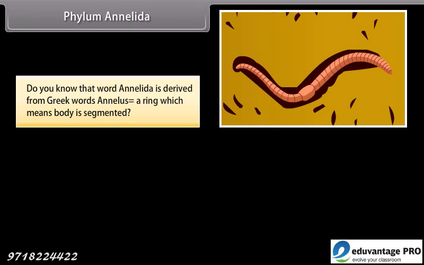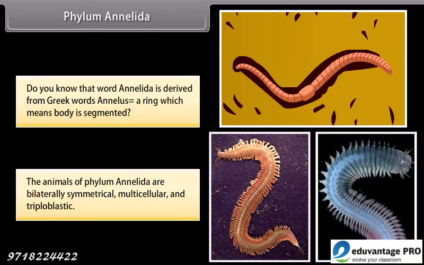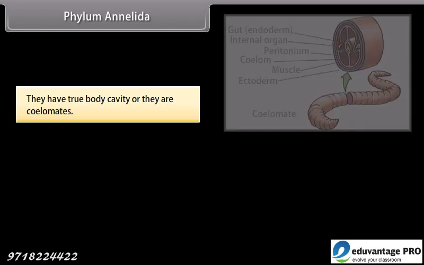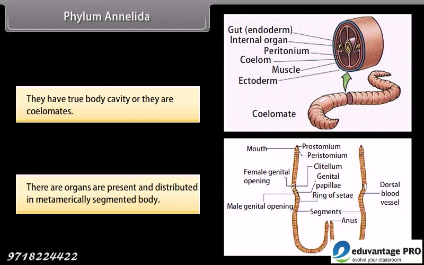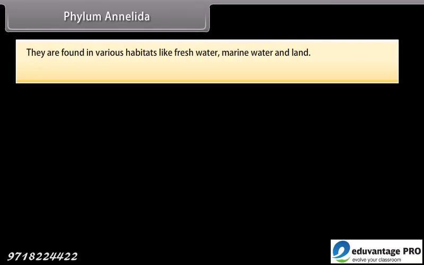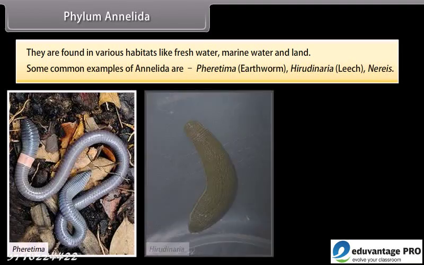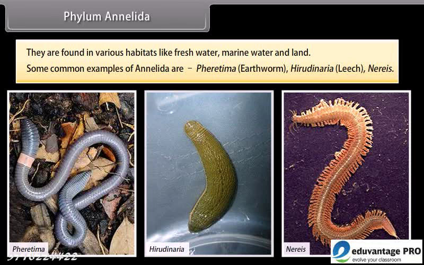Phylum Annelida. Do you know that the word Annelida is derived from Greek word annelus, a ring, which means the body is segmented. The animals of phylum Annelida are bilaterally symmetrical, multicellular, and triploblastic. They have a true body cavity, or they are coelomates. There are organs present and distributed in a metamerically segmented body. They are found in various habitats like freshwater, marine water, and land. Some common examples of Annelida are Pheretima, earthworm, Hirudinaria, leech, Nereis.